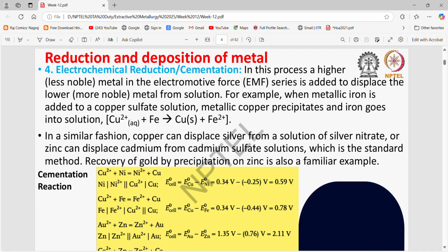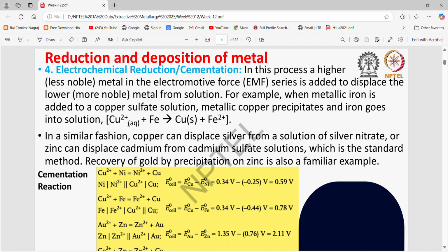solution. So for example, when metallic iron is added to a copper sulfate solution, we have a copper sulfate solution and we are going to add some metallic iron inside it. Metallic copper will get precipitated and iron goes into the solution. So the reaction will be like Cu2+, that is in the ionic form in the aqueous solution. Then we are going to add the Fe. This Fe is going to get oxidized by transferring its electrons to the copper. So copper will get reduced and converted into solid copper, while iron will remain in the ionic form in the liquid solution.